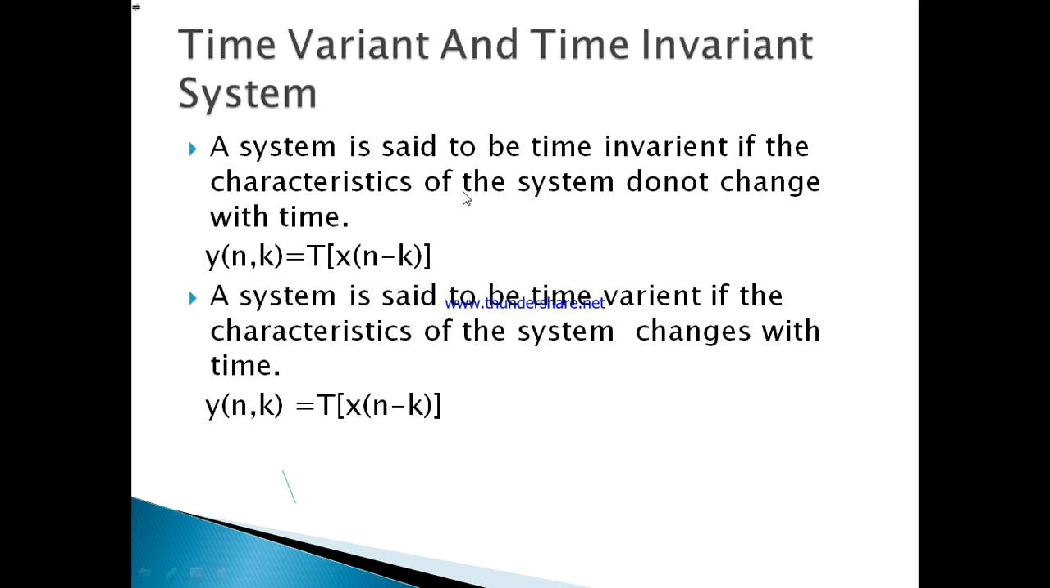Okay. So next one, time variant and time invariant systems. A system is said to be time invariant if the characteristics of the system do not change with time. A system is said to be time variant if the characteristics of the system change with respect to time.